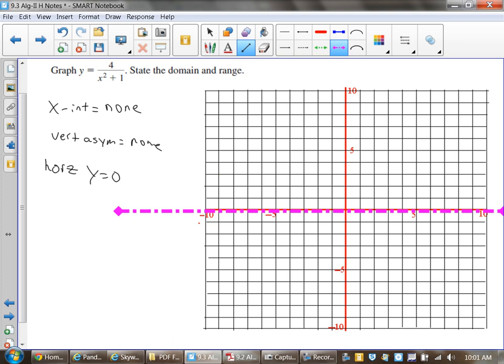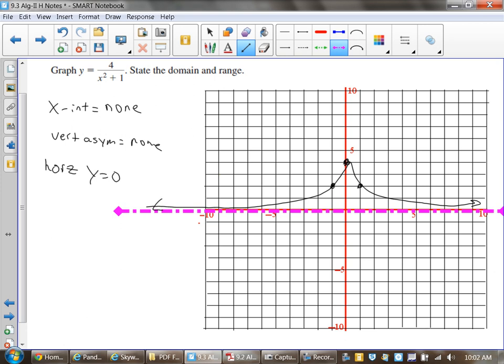What does the M stand for? Degree of the numerator. Oh, okay. So now if I look at the table, you'll notice at 0 it's 4. At -1 it's 2. At 1 it's 2, but it's doing this. What the heck is that? A weird graph. I like it.